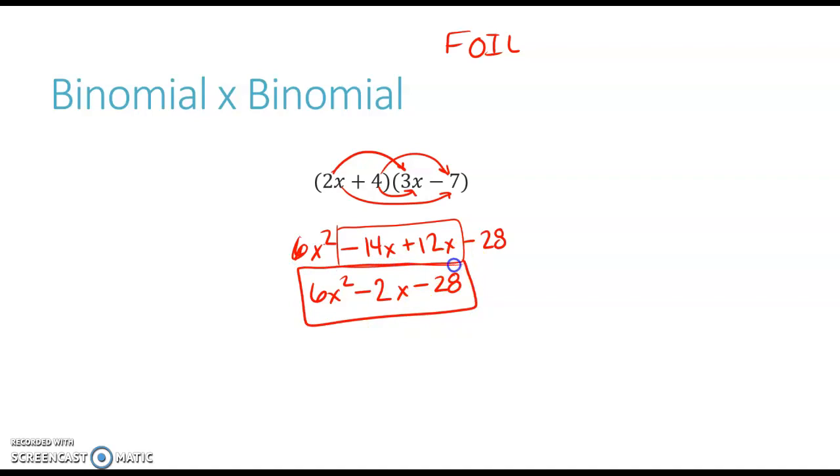So, again, the way I think about it is just double distribute. I'm going to take the first one times everything in the second, and then the second term times everything in the second parentheses or the second binomial.